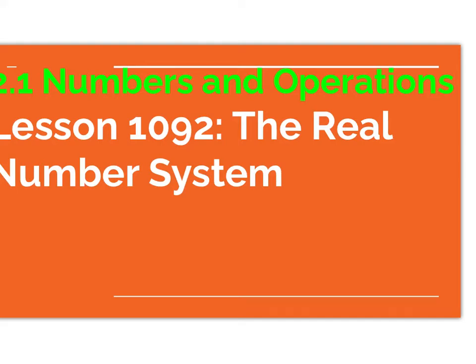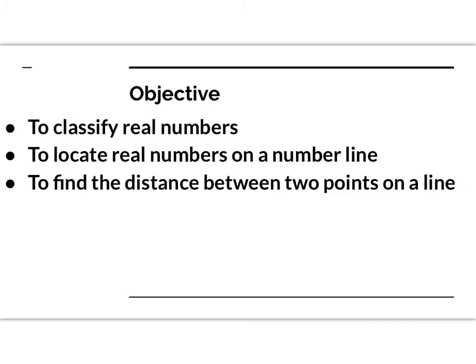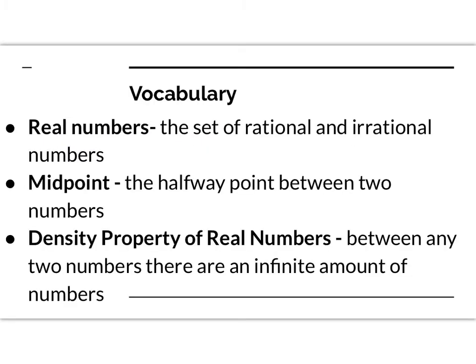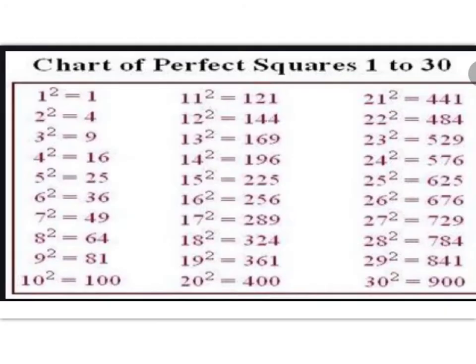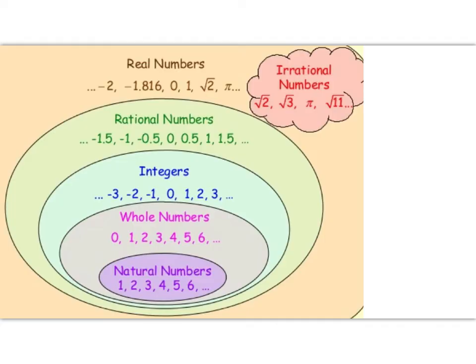Okay, welcome to lesson 92, the real number system, lesson 92 of numbers and operations. So you can always pause to read through the objective and the vocabulary, some things you'll need. Okay, so let's talk about the real numbers. The real numbers include rational and irrational numbers. And so here at the top are some examples of irrational numbers.